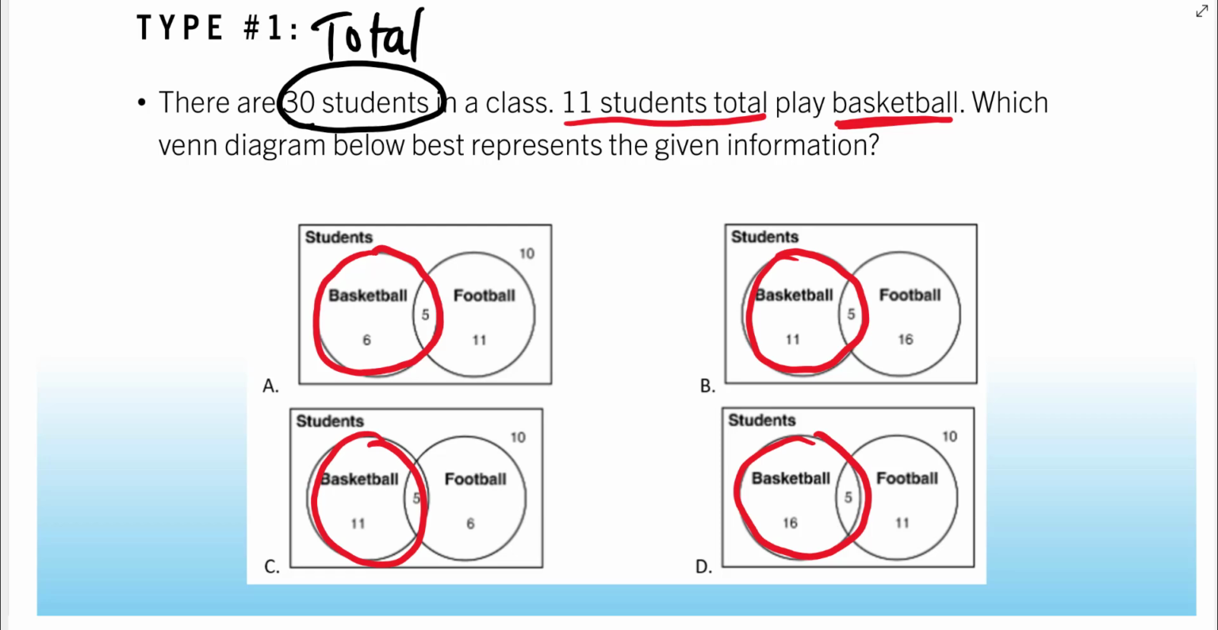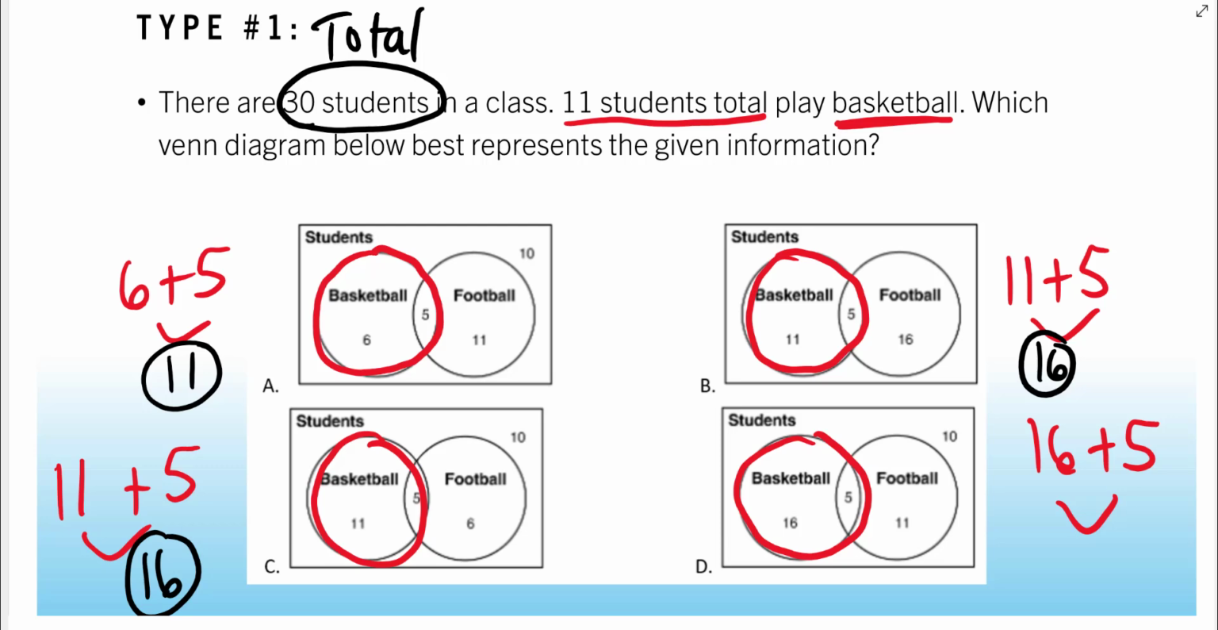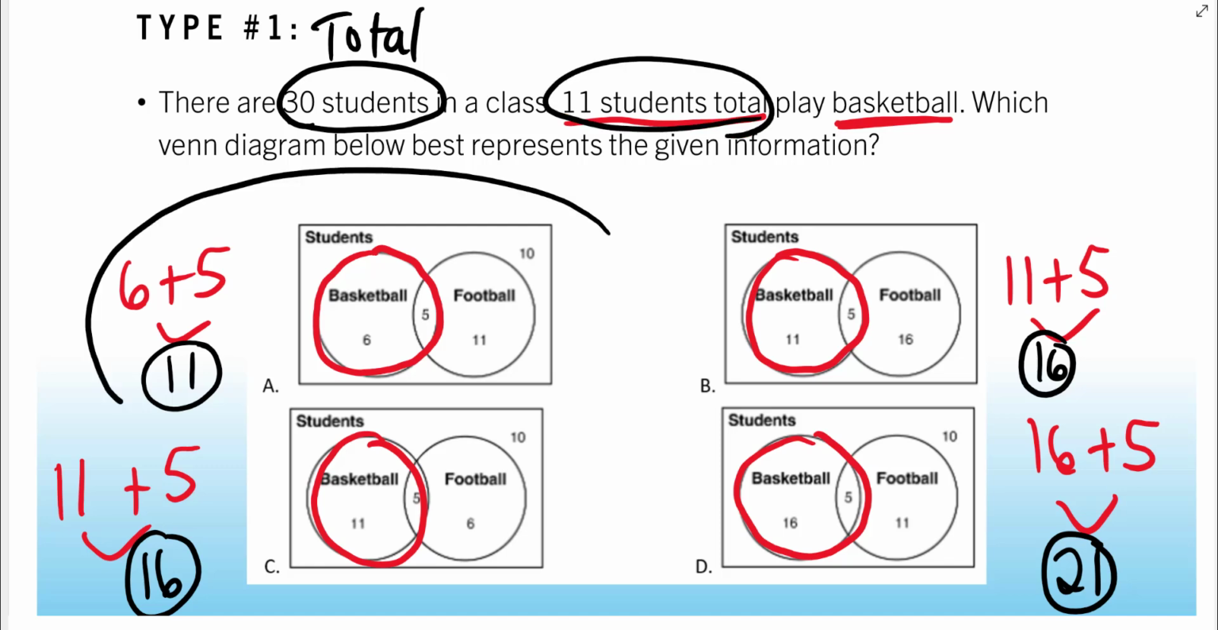So here, this would be 6 plus 5. Option B is 11 plus 5. Option C, 11 plus 5. And option D, 16 plus 5. So now if we add all of those up, 5 plus 6 is 11. 11 plus 5 is 16. 11 plus 5 is 16. And then 16 plus 5 is 21. So in terms of basketball, it's 11. So the answer must be A.